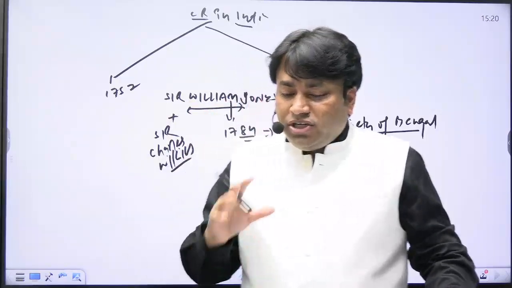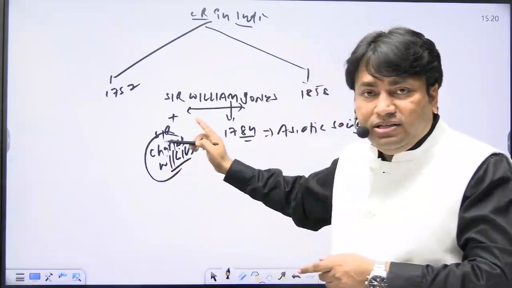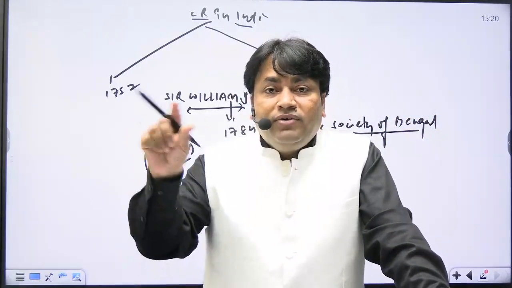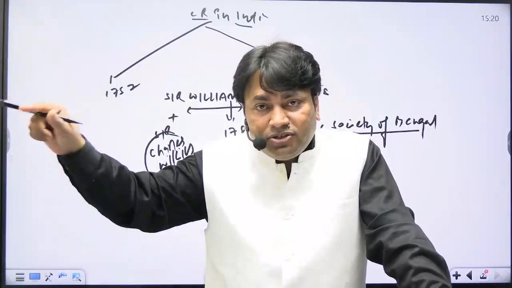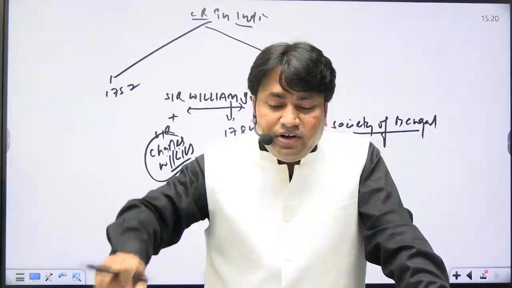Now, Charles Wilkins also did what? This second name, Charles Wilkins, again is a prelims question. He did what? The Bhagavad Gita. He did the first translation of the Bhagavad Gita in English. So he translated the Bhagavad Gita into English. That is also a very interesting thing.